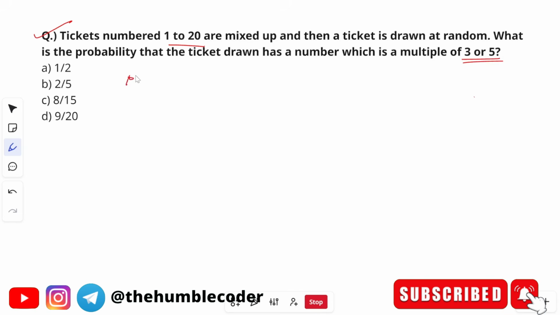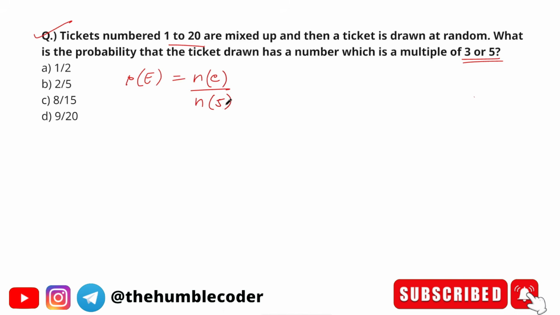First of all, we know the probability formula: probability of an event is equal to n of E divided by n of S. Okay, now what is n of E and what is n of S? n of E is simply the event and n of S is the sample space. Let's try to find out the values of n of E and n of S, and then we will just substitute them in this formula to find our answer.